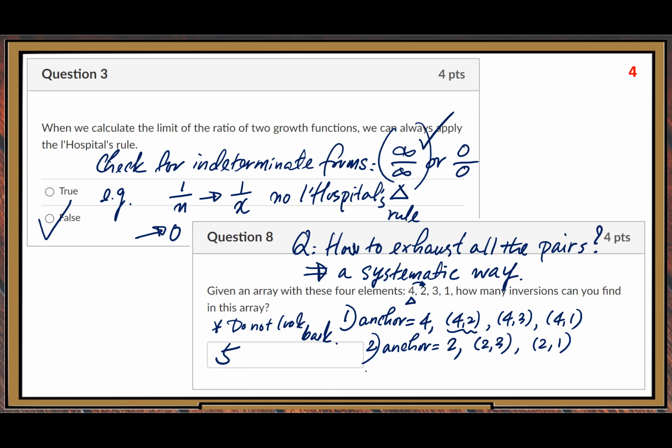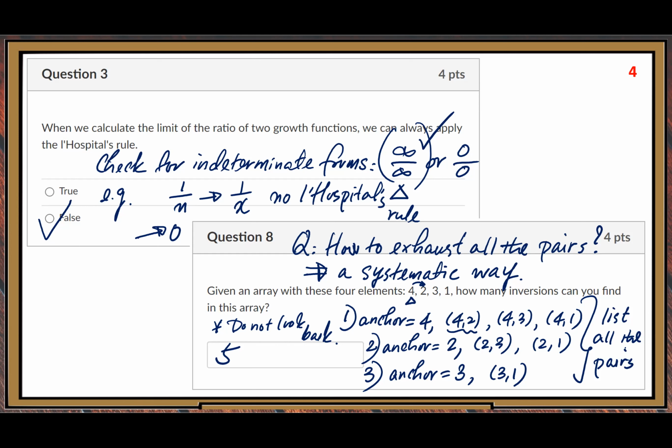All right. The third round, this time the anchor equals 3. Do not look back, so only look at 3 and 1. All right? In this way, you list all the pairs. You do not miss anyone.